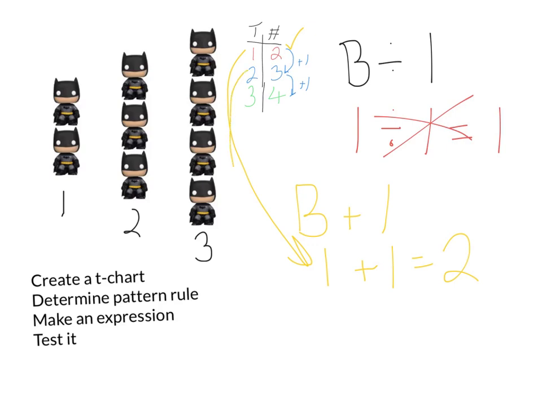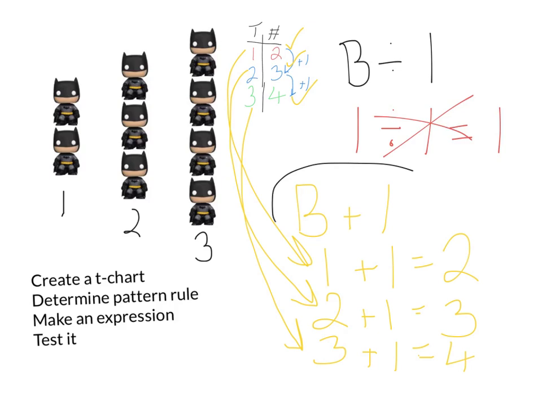So let's bring down 2. 2 being my term, plus 1 equals 3. And that does give me my term number. Finally, I do it with the last term, which is 3 plus 1, which gives me an answer of 4. And that is also correct. Therefore, I know that the expression for this picture is B plus 1.